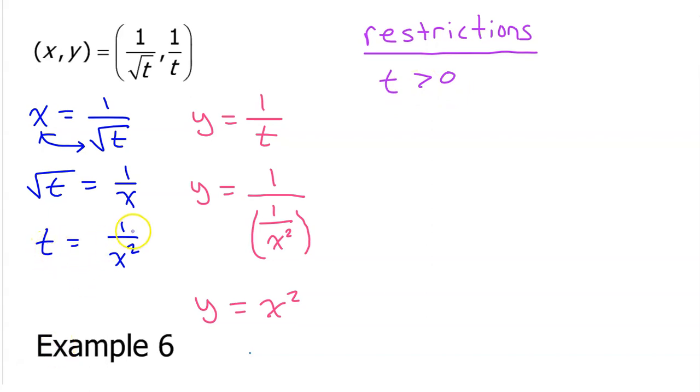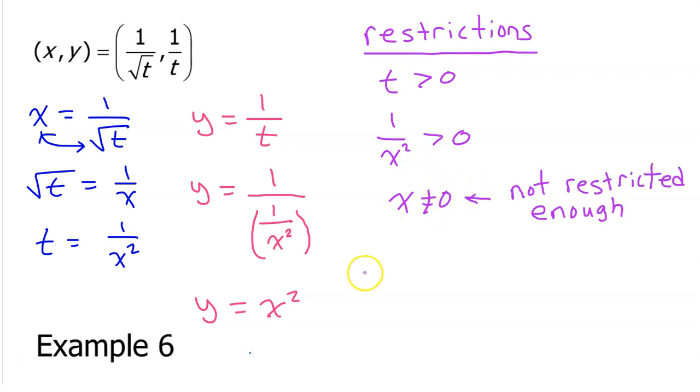Remember that t is 1 over x squared, so this becomes 1 over x squared must be greater than 0. Well, this is almost always true. If you take any number and square it, it's going to give you a positive number. Except for one, and that is that x cannot equal 0. But other than that, this will always be true. X does not equal 0 is not enough of a restriction.